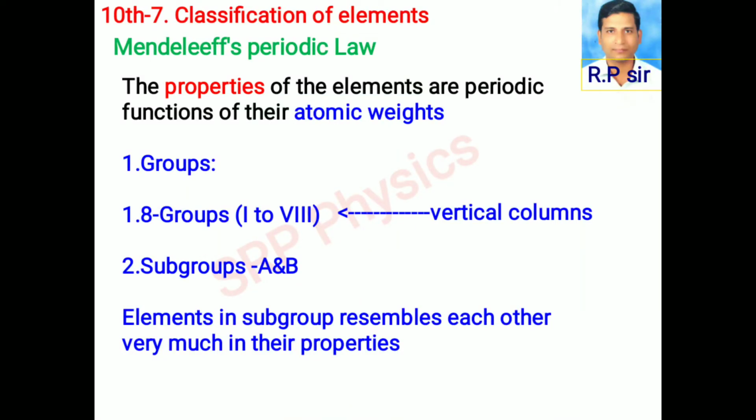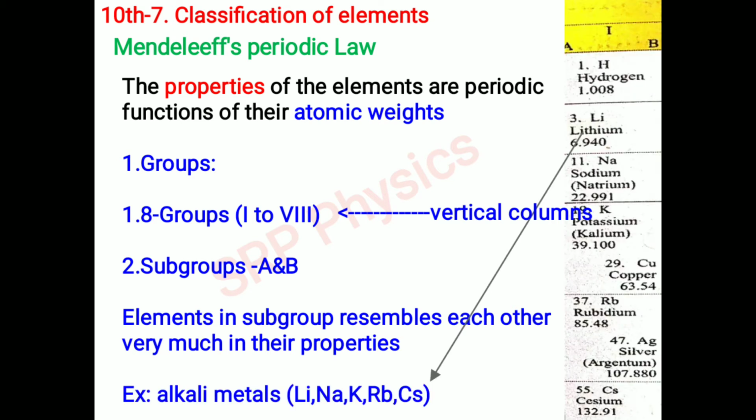Elements in a subgroup resemble each other very much in their properties. For example, first A group elements called alkali metals, those are lithium, sodium, potassium, rubidium, cesium, resemble each other very much in their properties.